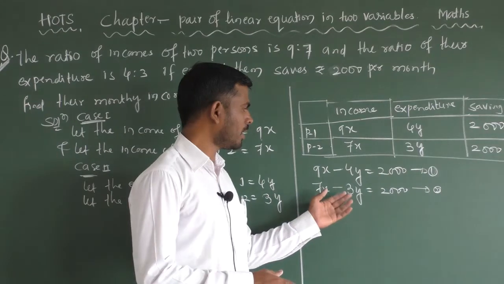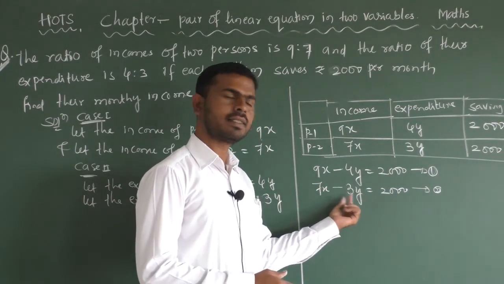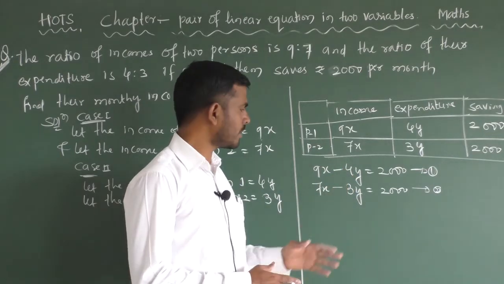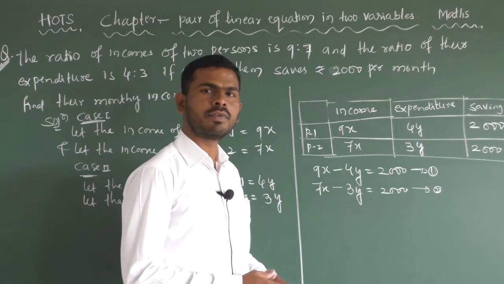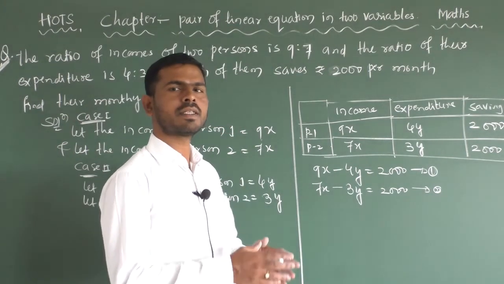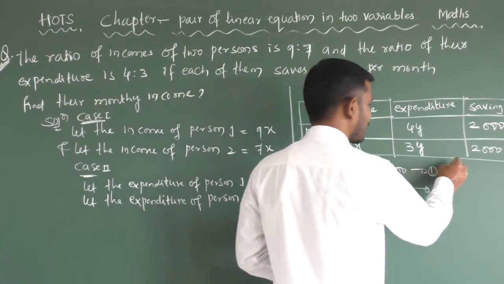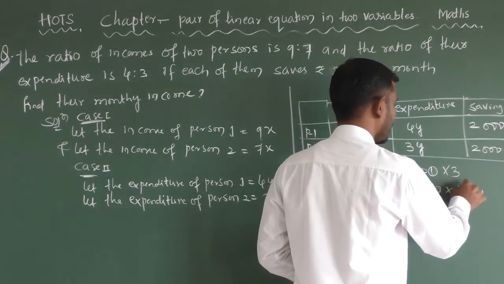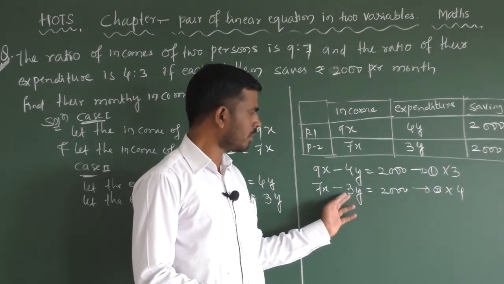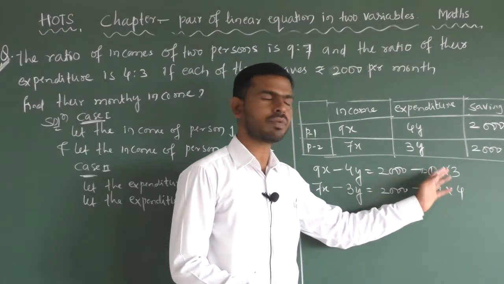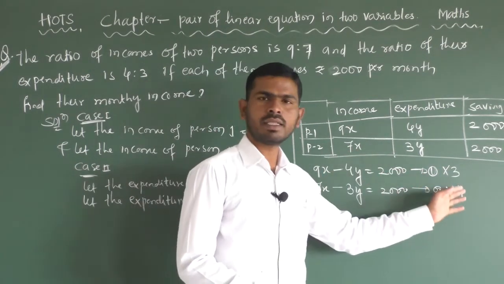Suppose I want to eliminate the y term. The coefficient of y in the first equation is 3, and in the second equation it is 4. So I will multiply the first equation by 4 and the second by 3, or rather, multiply by 3 and 4 respectively, so that the coefficients of y in equations 1 and 2 become equal. The coefficient of y is 3 here, so I multiply equation 1 by 3, and here the coefficient of y is 4, so I multiply by 4.